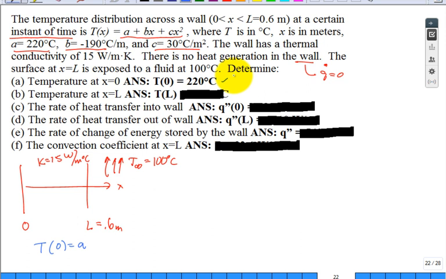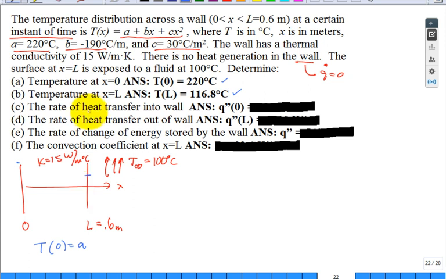Put L into the equation. Plug it in. This is great. Plug and chug. 116.8. So it's 220 over here, 116.8 there. Which one's higher? The one in the middle. Which one's lower? The surface temperature.